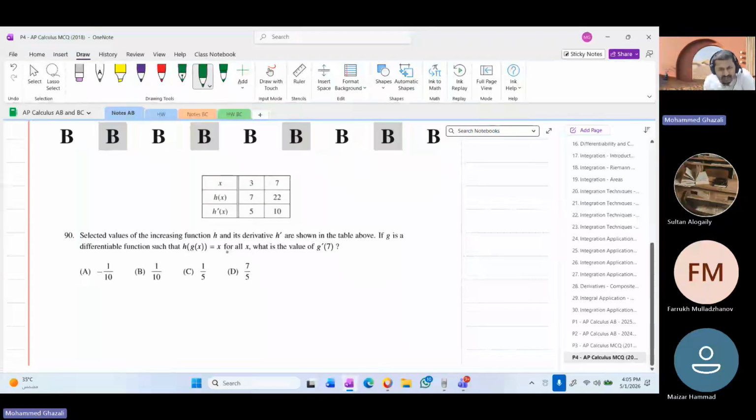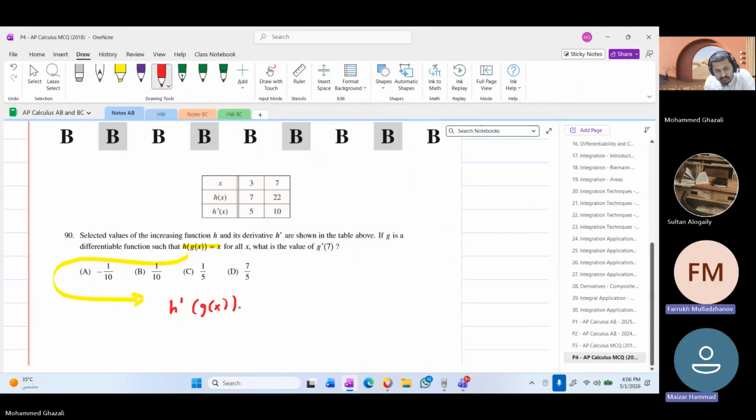So we got all these things here. We have h of g of x equals x. What is the value of g prime of 7? Very simple. You know what you need to do? Differentiate that. How are you going to differentiate this? It's a composite function. So h prime of g of x times g prime of x. No need to differentiate the x there, it's equal to 1. You need to substitute 7. So it's h prime of g of 7 times g prime of 7.